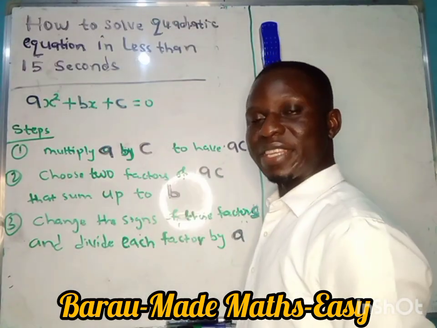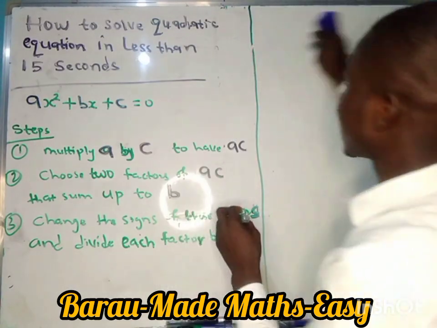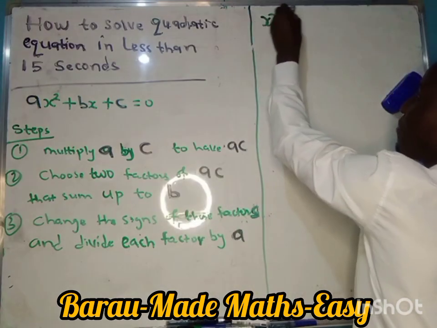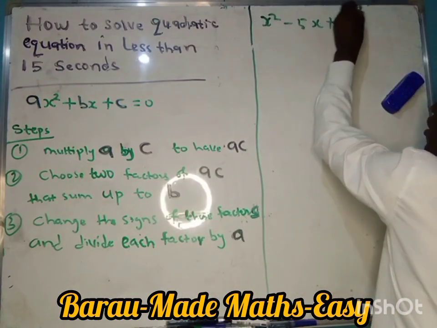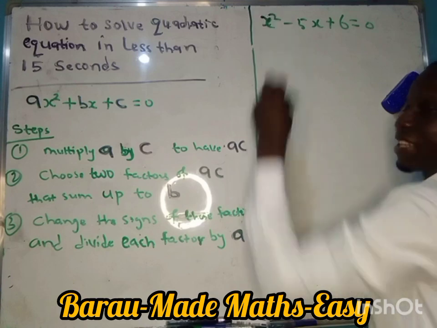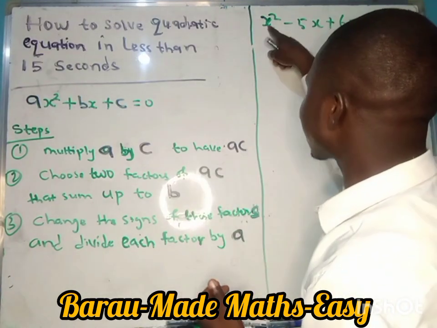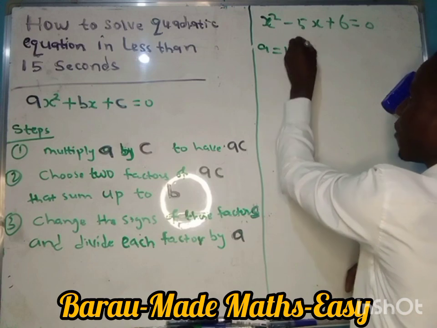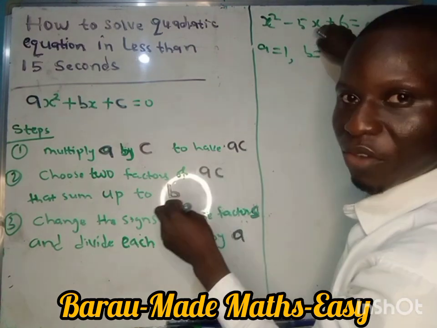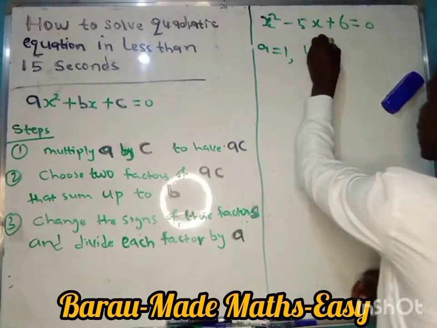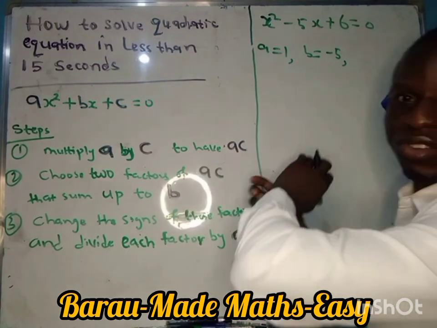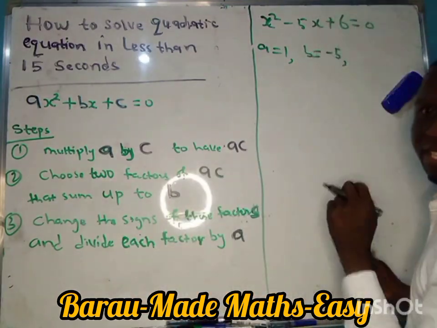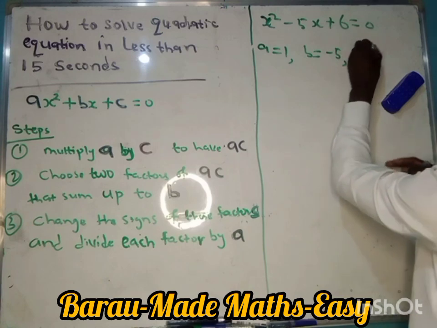We can illustrate this using an example. Consider the quadratic equation x squared minus 5x plus 6 equals 0. This is a quadratic equation. In this case, our a is the coefficient of x squared, which is 1. Our b is the coefficient of x, the number close to x, which is minus 5. And our c is the number that is not having x, which is the constant. In this case, c is 6.